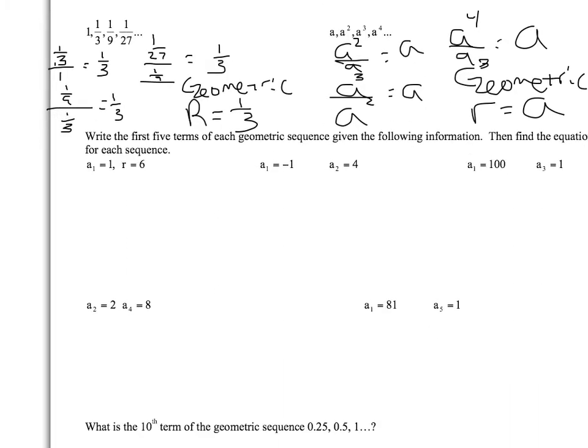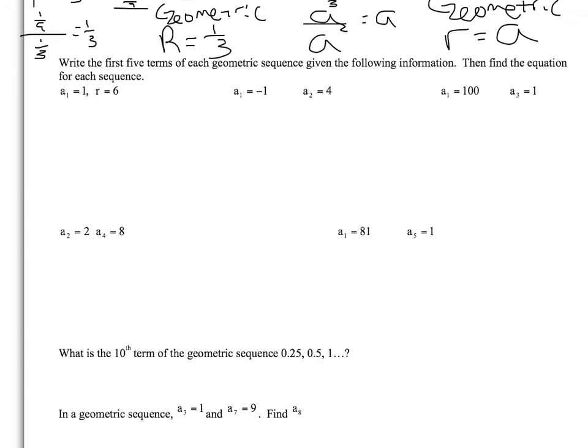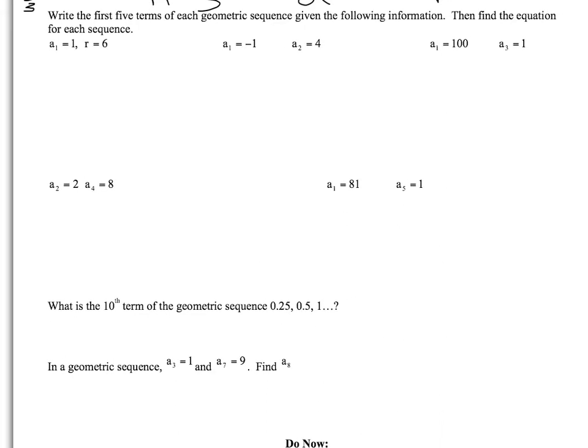Alright, now moving on. I am not going to do all of these problems. Some of them are more difficult than we would see on a Regents exam. Write the first 5 terms of the geometric sequence given the following information. Then find the equation for the sequence. Okay? So, the first 5 terms. It says the first term is 1 and r is 6. So the r tells me what I need to multiply by to get from one term to the next.